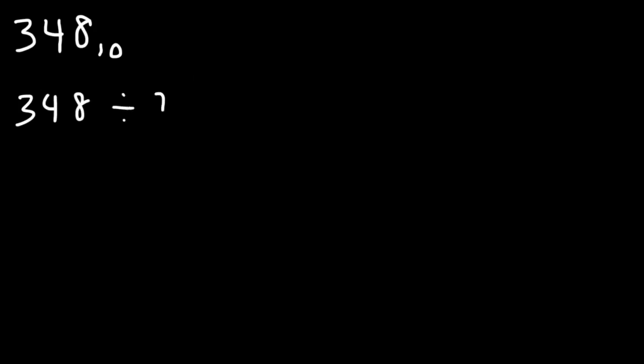Now, let's talk about how we can convert a decimal number to a binary number and into an octal and a hexadecimal number using the technique called successive division. So let's say we have the number 348. If you see a subscript 10, that means it's in the base 10 system, which means it's a decimal number. So the first thing you want to do is take 348 and divide it by 2. So if you type that in, you'll get exactly 174. So it's 174, remainder 0.